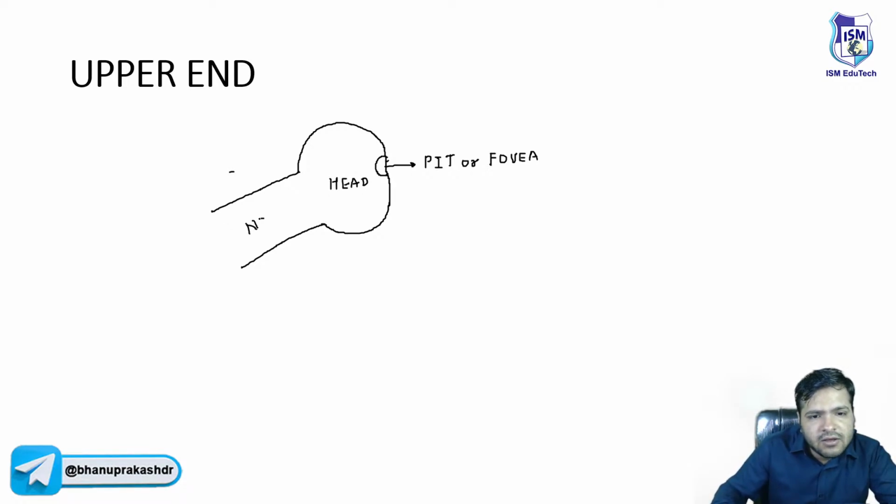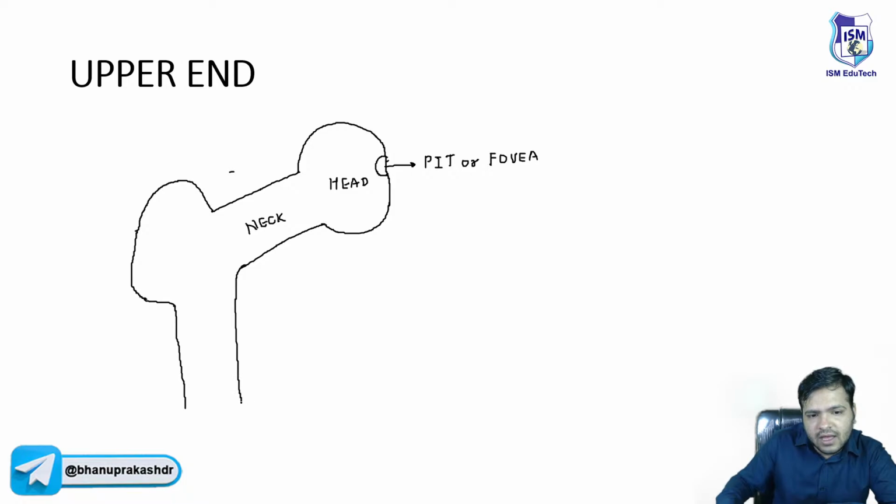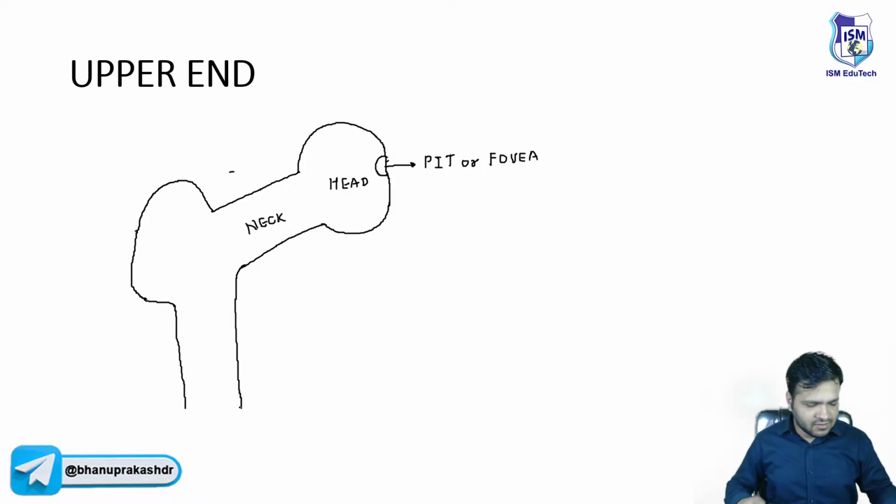We have the neck of the femur. The upper border of the neck is continuous with one of the trochanters of the femur, and the lower border is continuous with another trochanter, right? So it is a very simple diagram, beta. It is a very simple diagram.